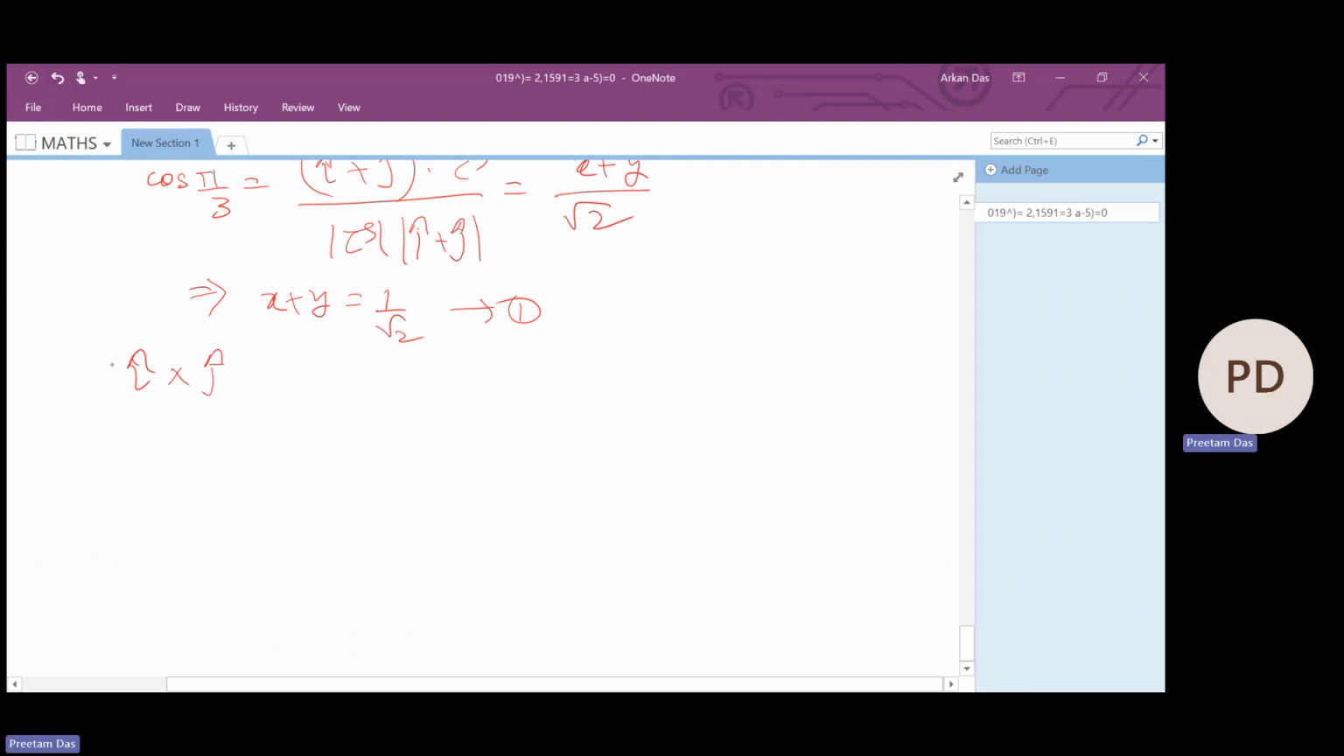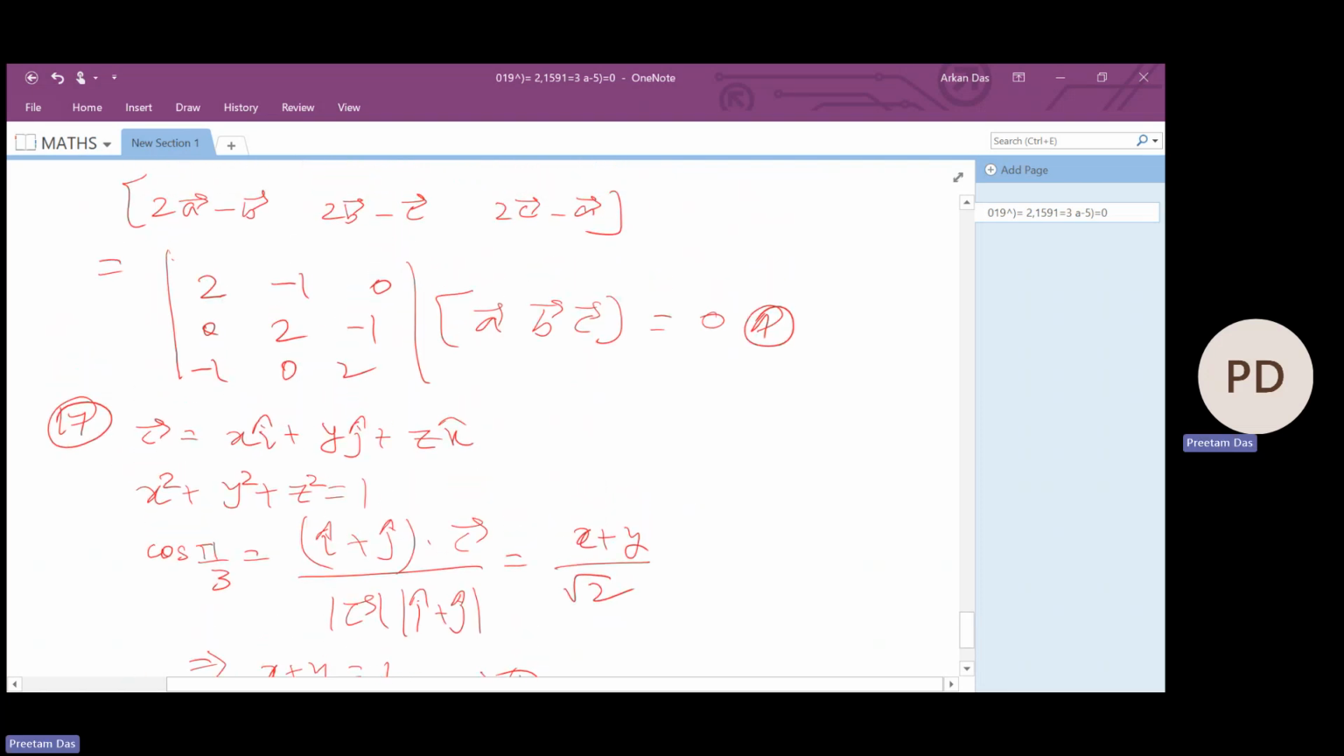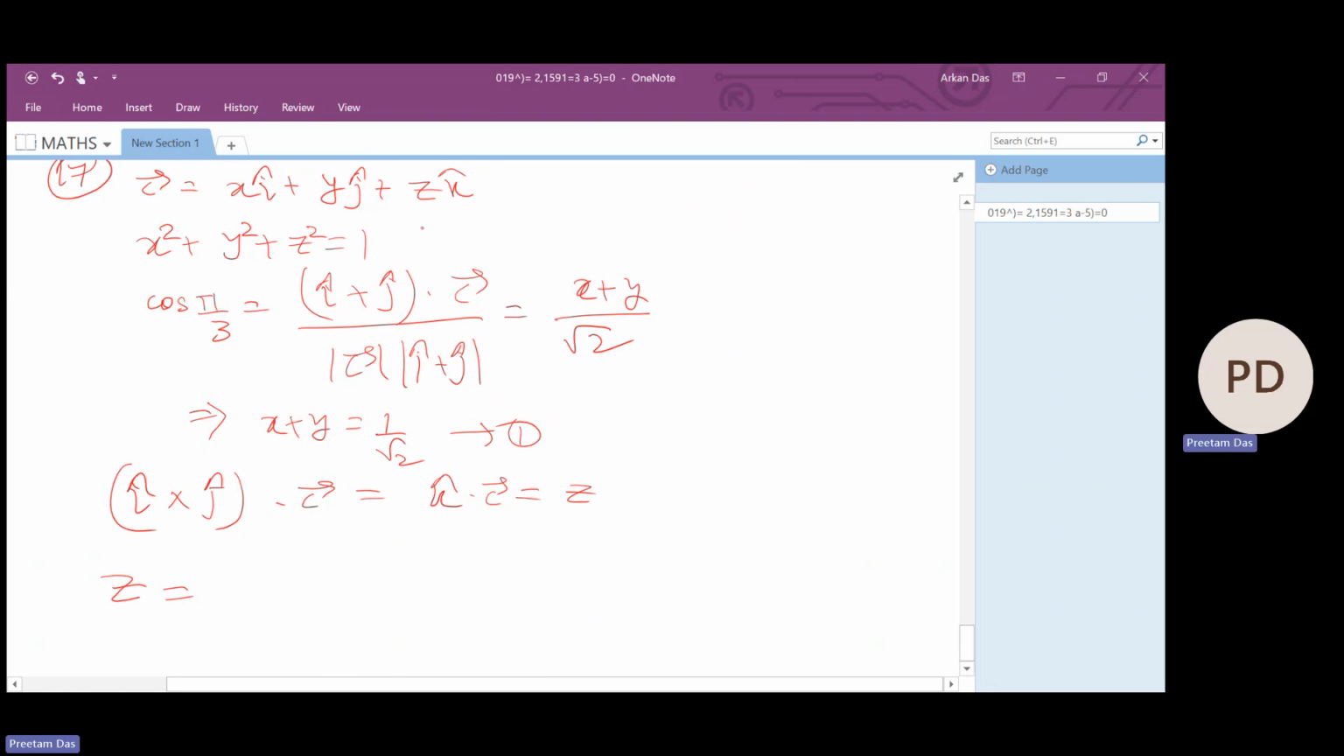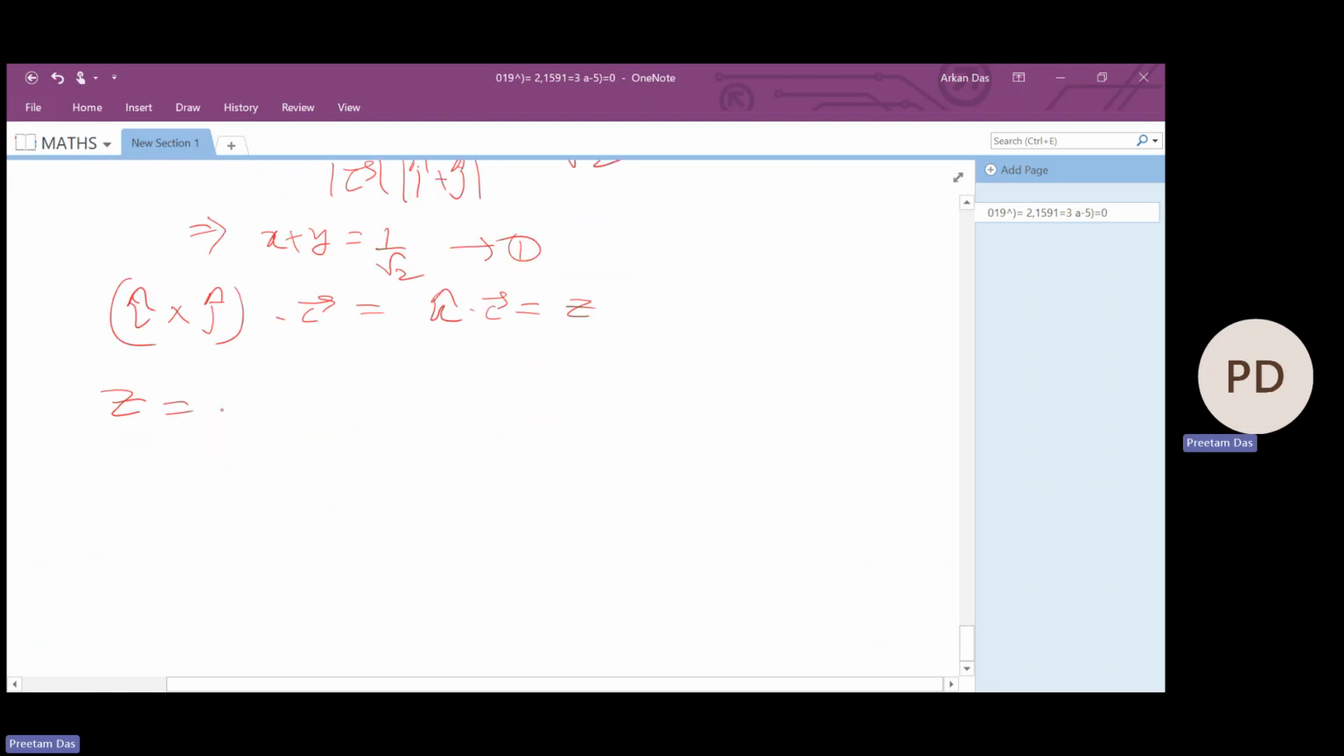I cross j dot c. What is I cross j? It is k dot c. What will be k dot c? Z. So they have told you to find the maximum and minimum value of z actually. If you find the value of z from this expression, so what will be the value of z?